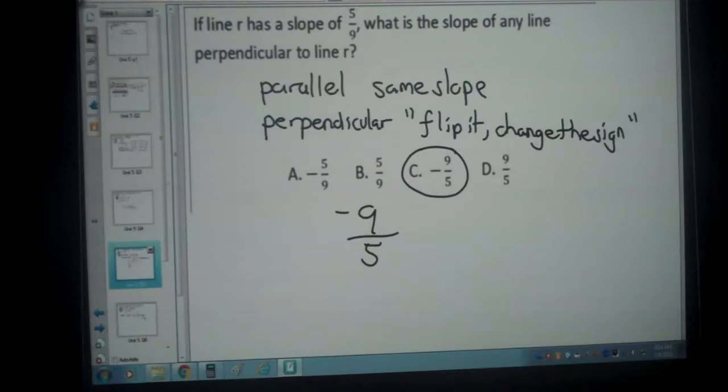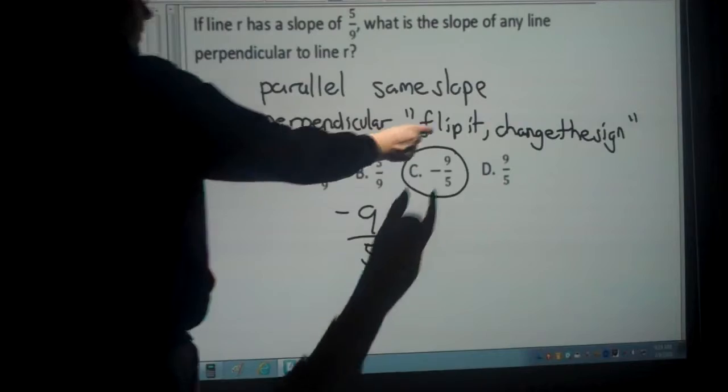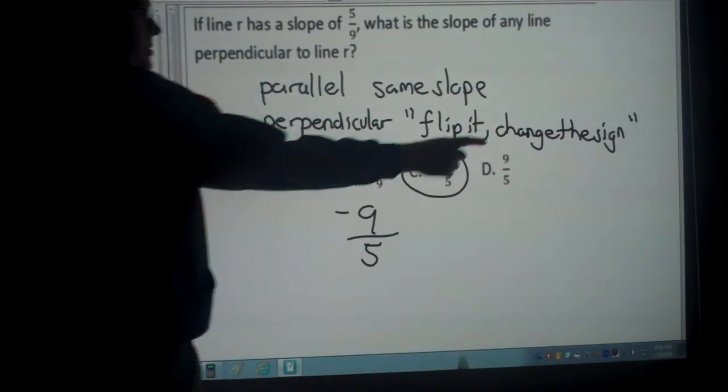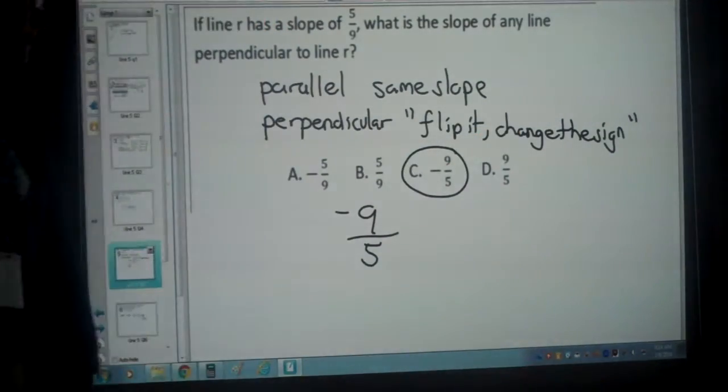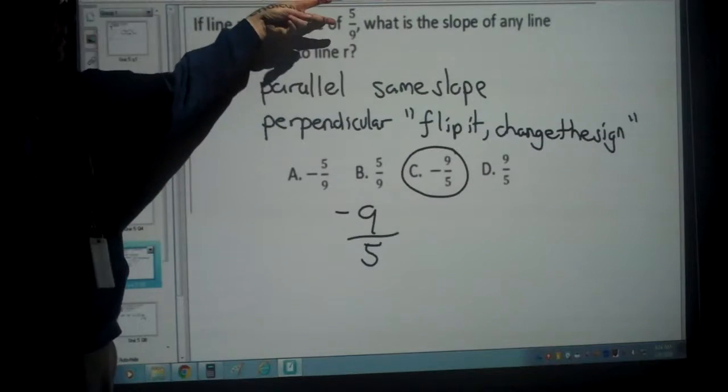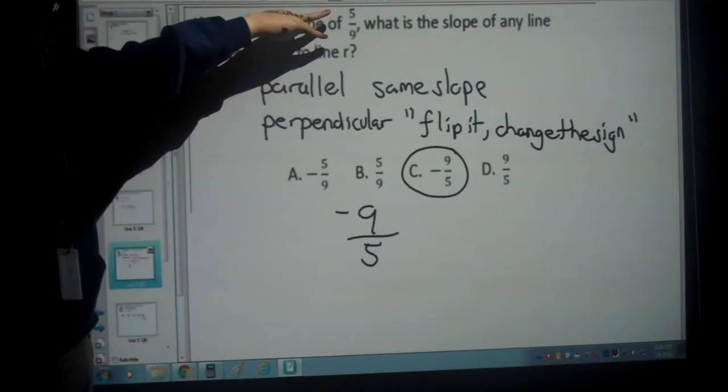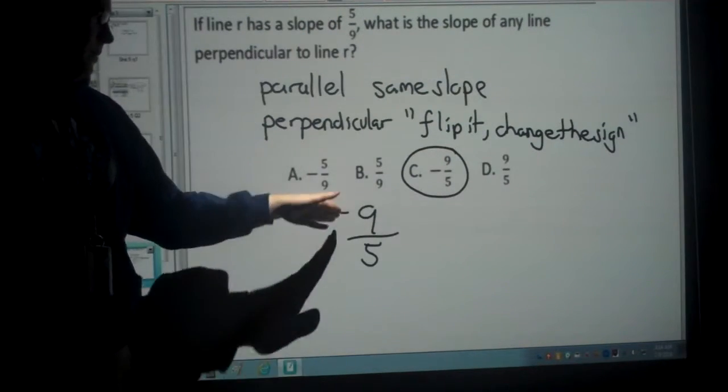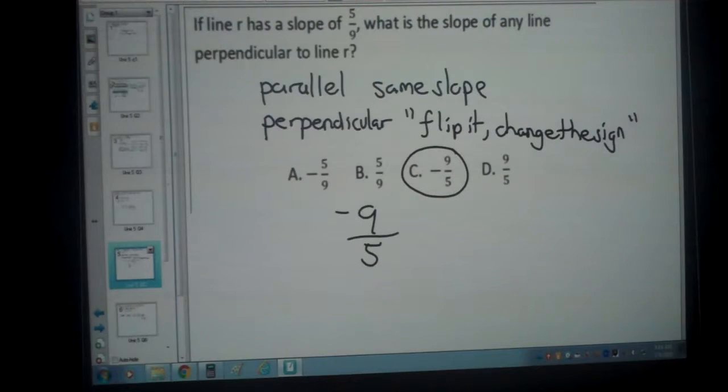For perpendicular lines, which is what this question is about, I talk about parallel lines at the same time because I think that's important. Parallel lines have the same slope. Perpendicular lines have negative reciprocals. And as we talked in class, what that means is you flip it, that's the reciprocal part, and then you change the sign. That's what the negative part is. So if it says 5/9, you flip the fraction, so it becomes 9/5. As this is positive, we change the sign and make it negative. So the answer is negative 9/5.